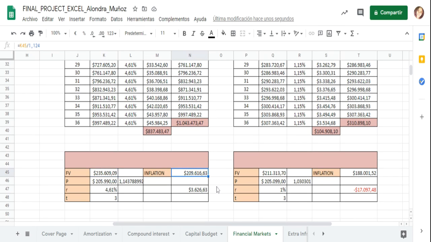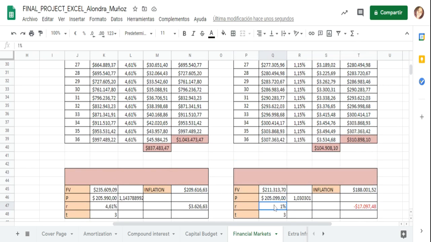Then we have to apply the inflation, to subtract the inflation and know really which amount we get at the end of the periods. Basically, it's like the other example. You need to subtract future value and inflation plus one, and this is the quantity that we really get at the end of the period. Here we have another quantity.